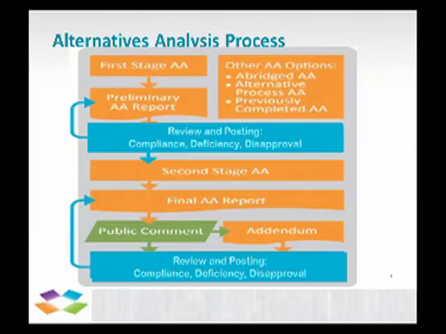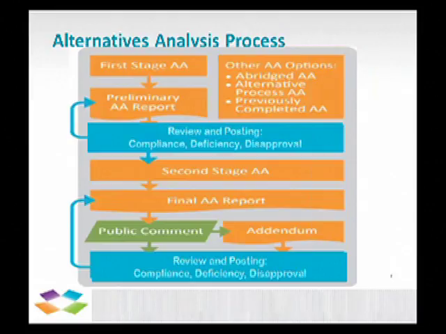Now let's talk about the alternatives analysis process. The regulations establish a two-stage process. During the first stage, the responsible entities would be identifying the alternatives and screening them for further evaluation in the second stage. A preliminary AA report is prepared to document the analysis, the data used and assumptions, and submitted to DTSC for review and approval.